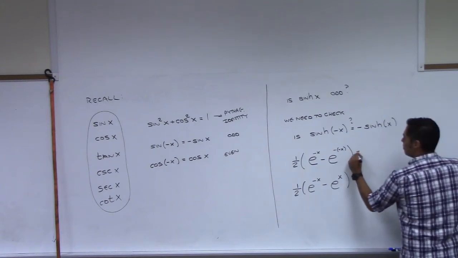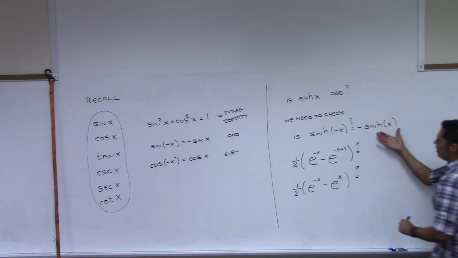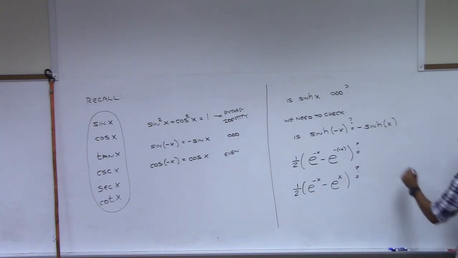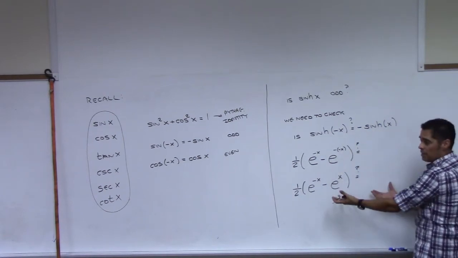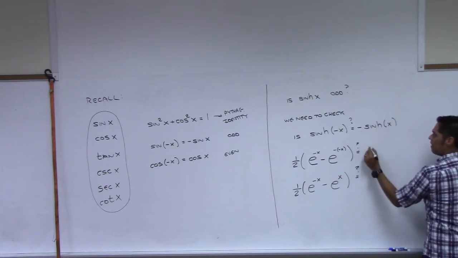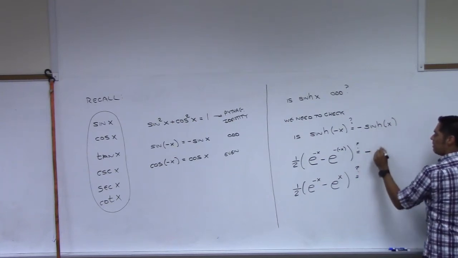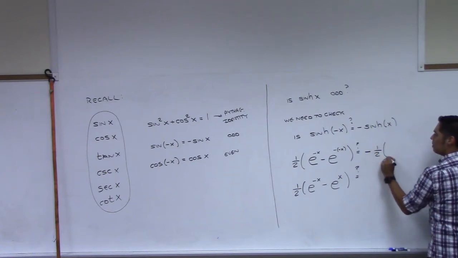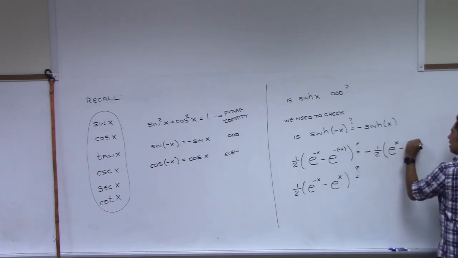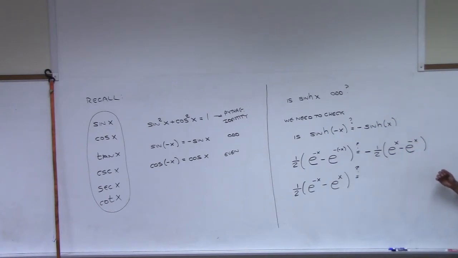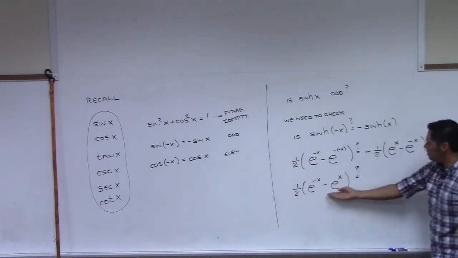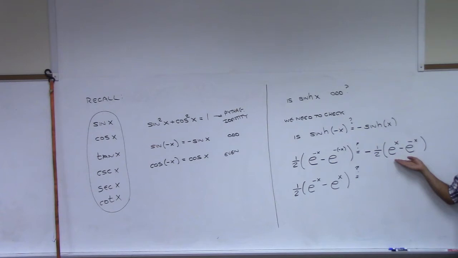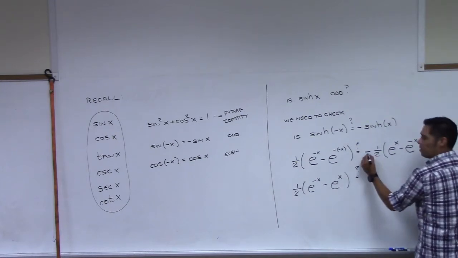Is that the same as this? If these are equal, it's odd. If these are the same, it's odd. But what is this? I have a negative out front. And then what is the definition of sine hyperbolic? We've got 1/2 e to the x minus e to the negative x, right? That's what this is. I'm trying to compare: is this equal to this? Are these the same? Yes, they are, if we distribute the negative through.